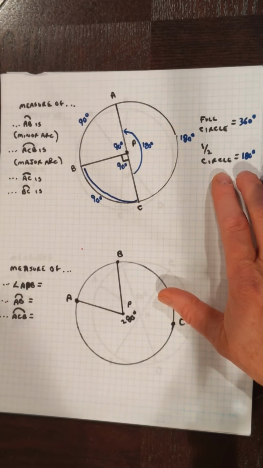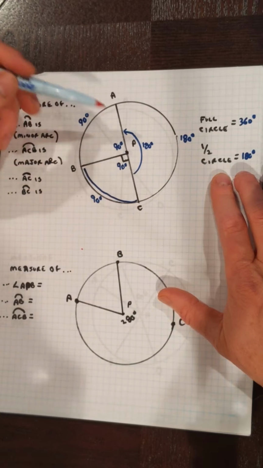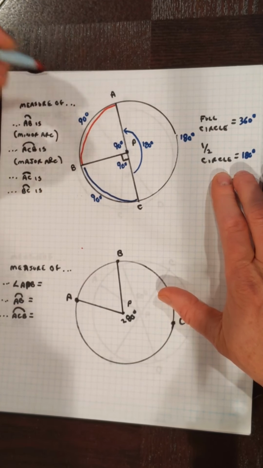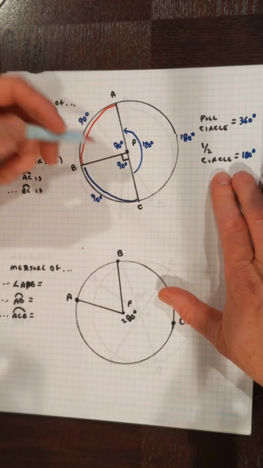AB is a minor arc because it doesn't go more than halfway. So arc AB is this arc. That arc we already know is 90 because we already did the work. That's why you do the work first.